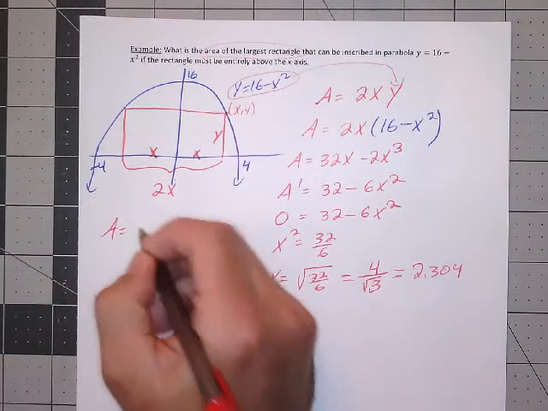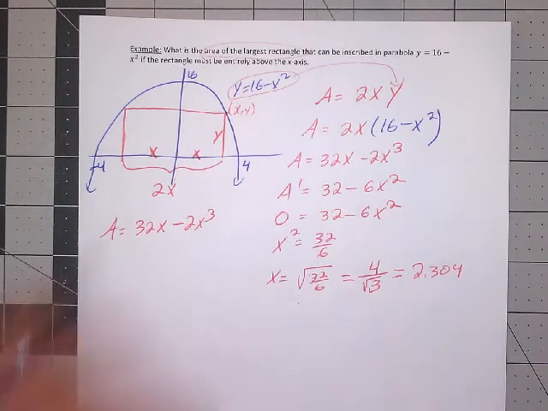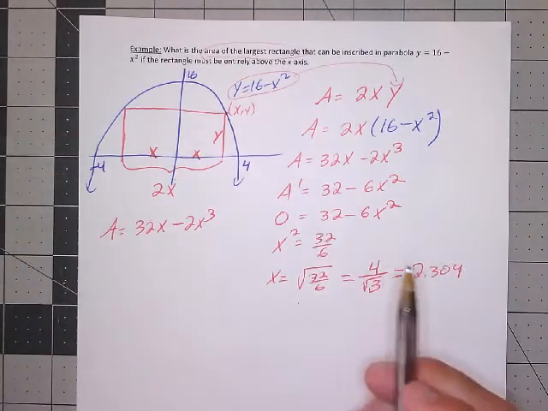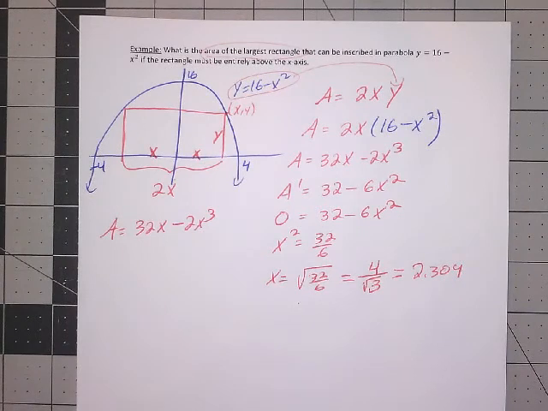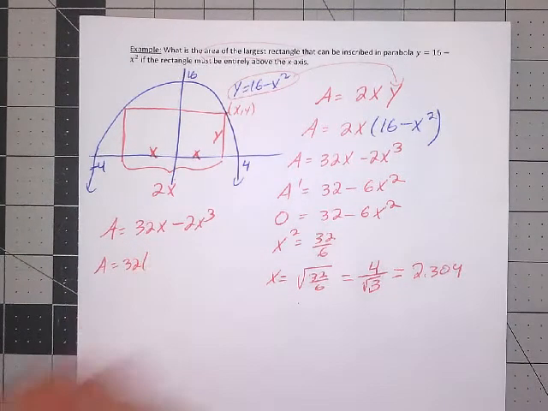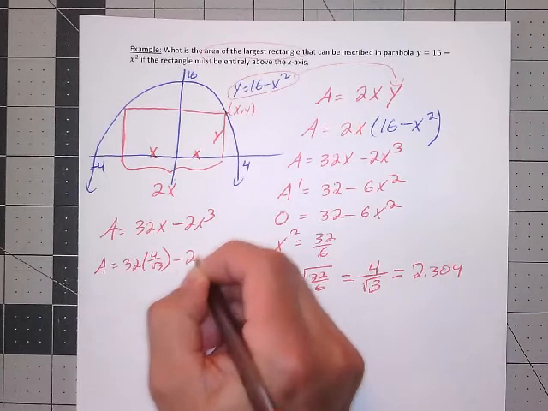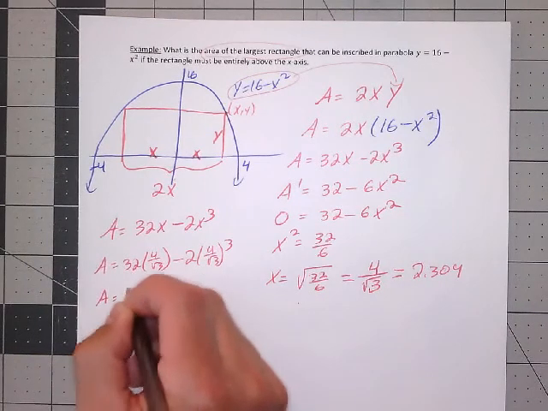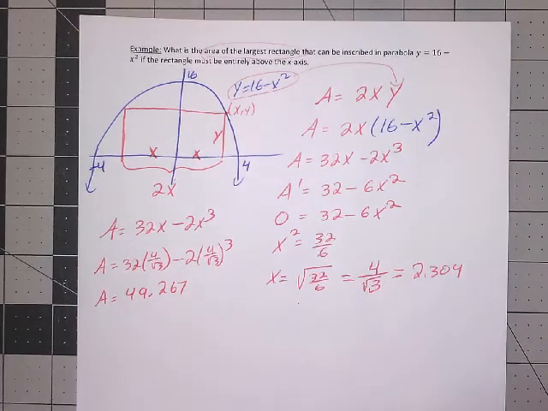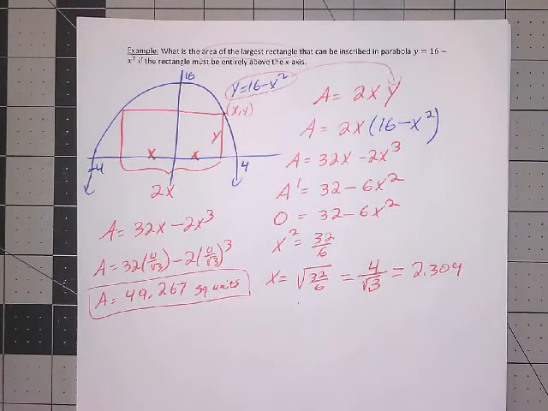So what's the largest area available to us? Well, we know area is 32x minus 2x cubed. So that's our area formula from right here. So I'm just going to plug 4 divided by the square root of 3 in. So we have 32x minus 2x to the third. So the area would be 49.267 square units.